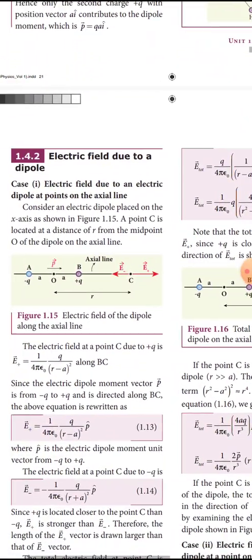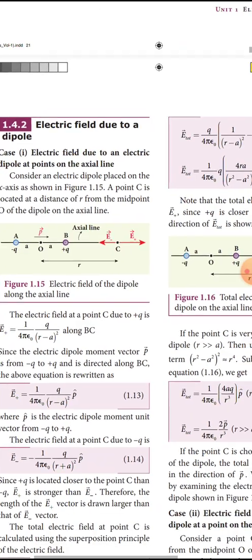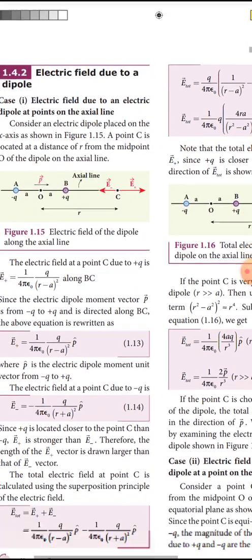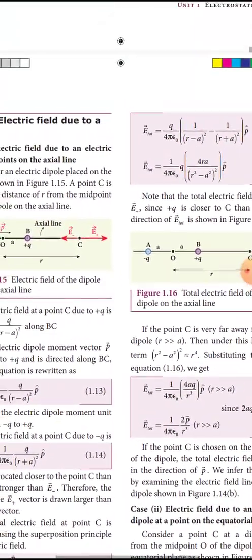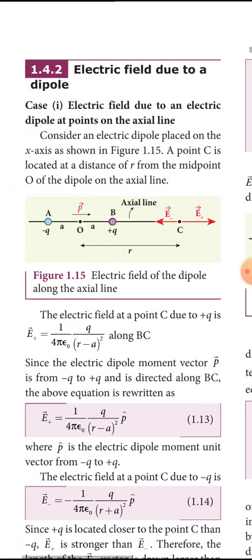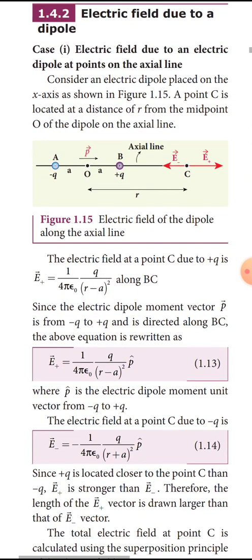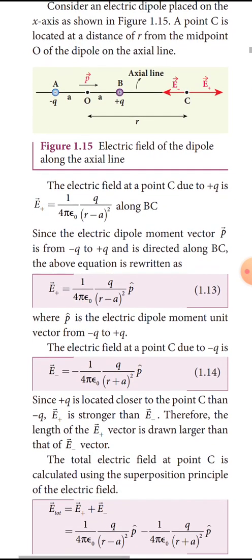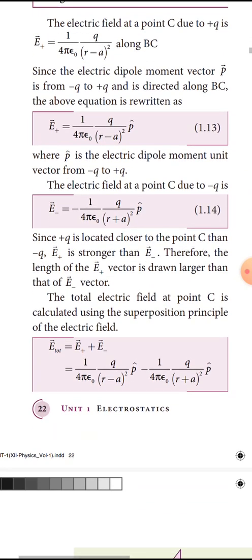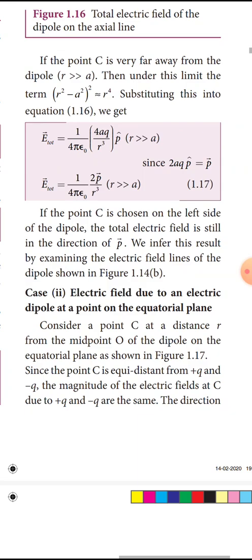And you have the electric field due to a dipole. Two cases are given: axial line and equatorial line. For the axial line, you have to consider the point C along the axial line of minus q and plus q, and you have to find E plus vector and E minus vector, and find the total electric field, E total vector equals E plus vector plus E minus vector, and find the resultant.